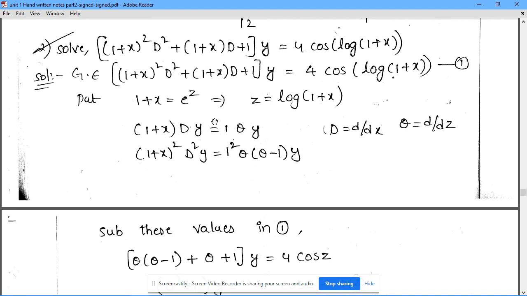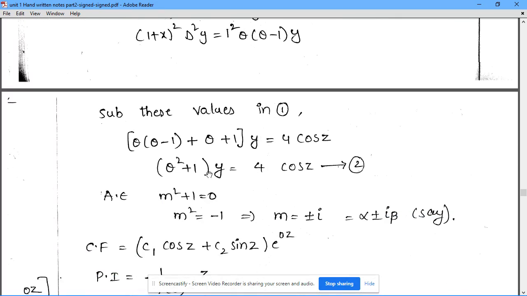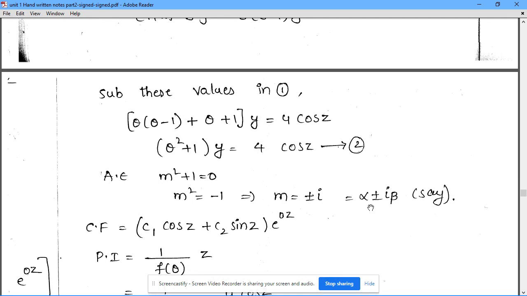Now substituting these values in the given equation, which is clearly in operator form, the equation reduces to a linear differential equation with constant coefficients. Now we can solve it easily by the linear differential equations method, the PI cases. First we have to find the CF. For this we write the auxiliary equation, obtained by replacing theta with m, so we have m square plus 1 equal to 0. Thus m is plus or minus i. Clearly the roots are imaginary.